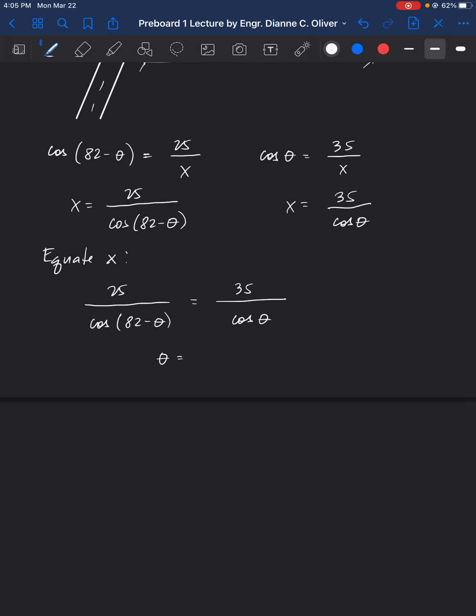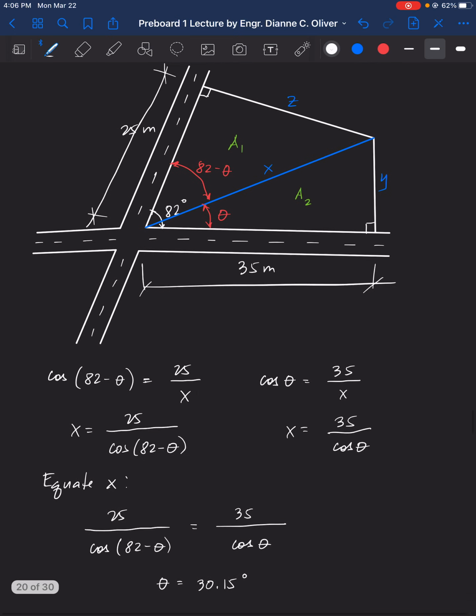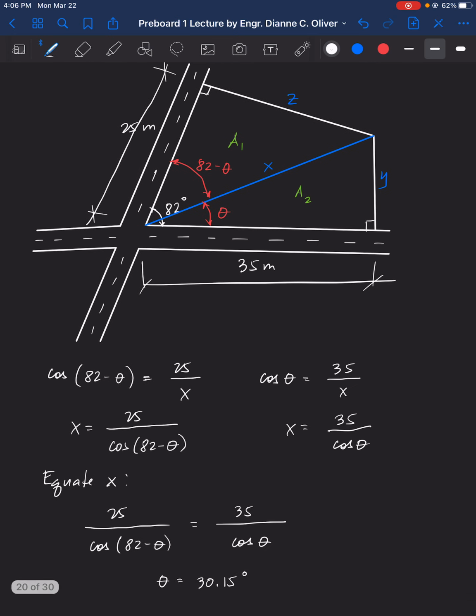So theta now is equal to 30.15 degrees. If that is the case, then we will now be able to find the values for z and y. To find z, we will be using tangent because it is opposite over adjacent. Now to find y, we will use tangent theta is equal to the opposite over adjacent.